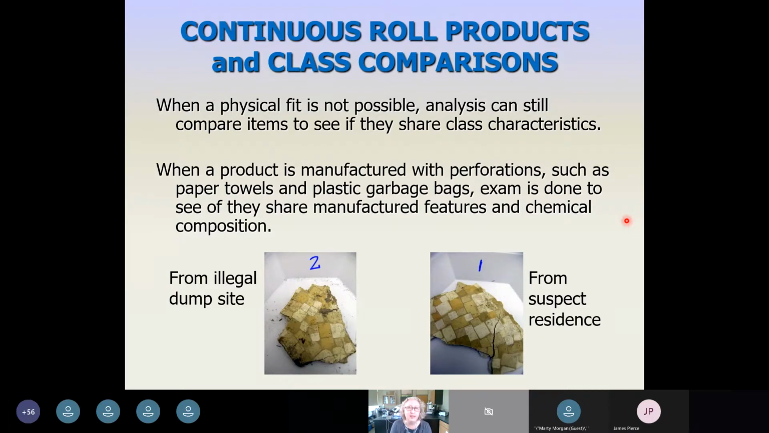And we would do the same thing for something with regular perforations that we wouldn't expect to tear in a unique manner. So physical fit is not appropriate. We would do that with something like paper towels or plastic garbage bags or even electrical tape and sometimes duct tape where the tear is just too uniform. It doesn't have enough unique features for us to do a comparison.